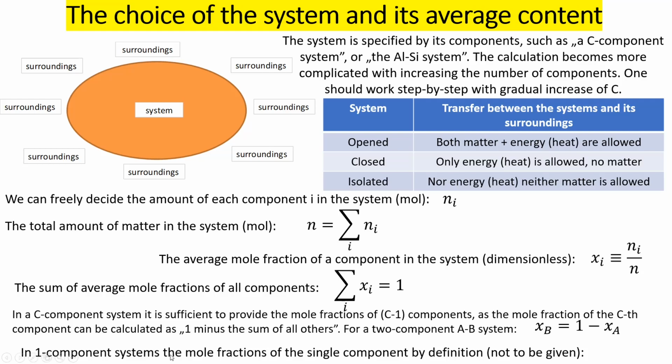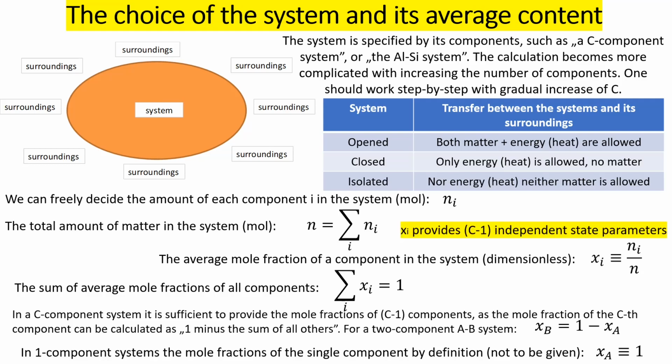And finally, in a one-component system, we have only a single component, then the mole fraction of this single component is by definition 1. Well, it's not surprising, of course, that if the system is made of only one single component, then the mole fraction of this component is 1. And that only means that when we study the one-component systems, we will not specify how much is XA because it's known by definition.